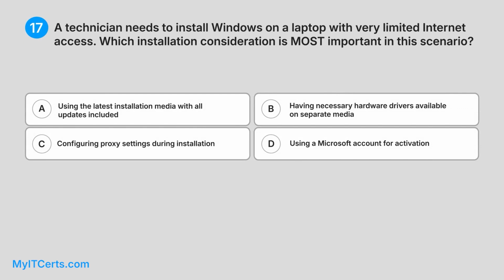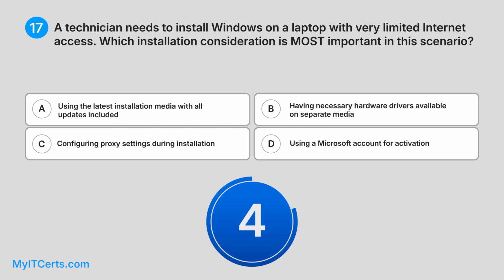17. A technician needs to install Windows on a laptop with very limited internet access. Which installation consideration is most important in this scenario? A. Using the latest installation media with all updates included. B. Having necessary hardware drivers available on separate media. C. Configuring proxy settings during installation. D. Using a Microsoft account for activation.